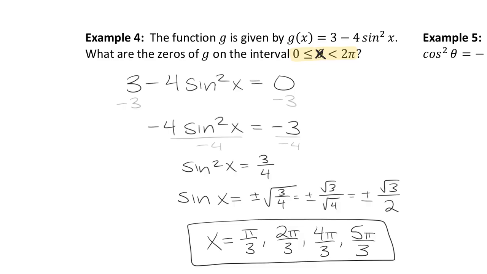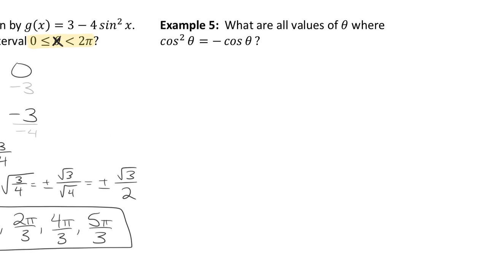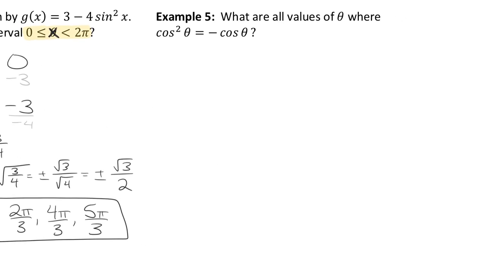Can we try number 5? Okay. It says, what are all values of theta where cosine squared of theta is equal to negative cosine of theta? First things first, am I going to need to write a general equation here? Yes, because what was the key word? All. And I didn't have any boundaries. We're good to go. We know we're going to have to write that general equation.